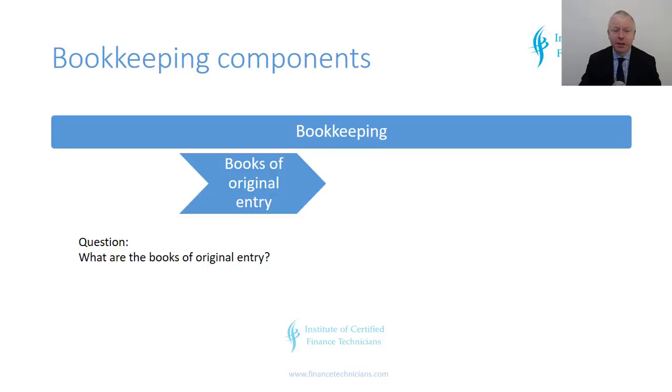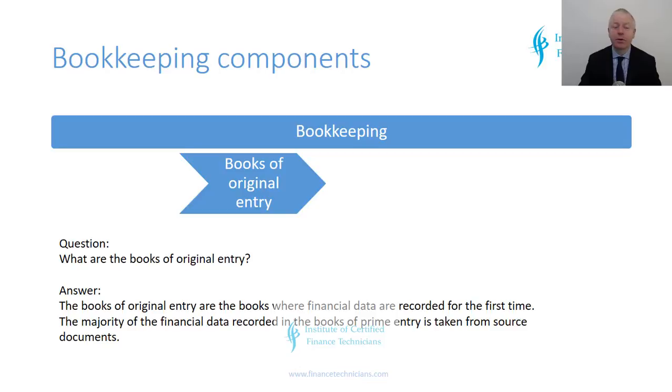So the books of original entry, what are they? The answer is the books of original entry are books where financial data are recorded for the first time. The majority of the financial data recorded in the books of prime entry is taken from source documents. And the reason why it's mentioned that it is the majority is because sometimes you need to create transactions internally, which we'll cover later on.